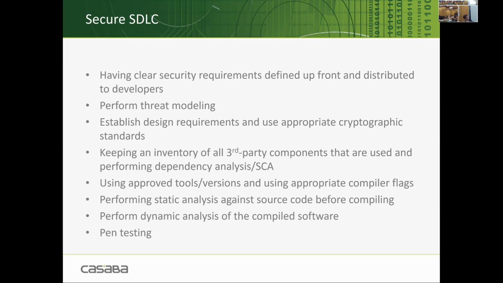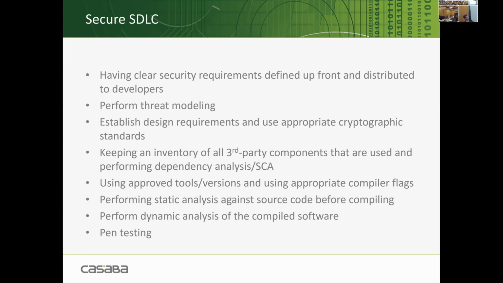So pretty much the components of a secure software development lifecycle are things like having clear security requirements defined up front, make sure that your developers know those security requirements, do threat modeling routinely, establish design requirements, use appropriate cryptographic standards, so don't use MD5, for example, keeping the inventory of all your third-party components that are used, and performing dependency analysis and SCA. So that's the software composition analysis.